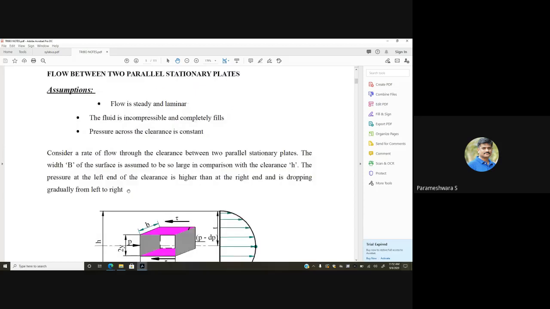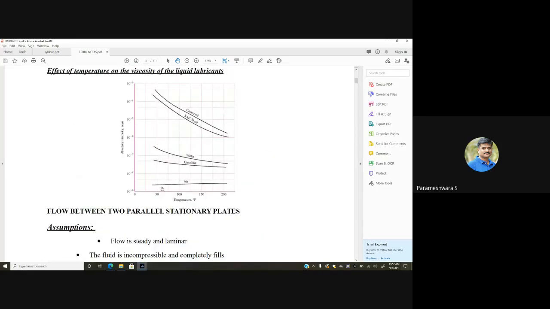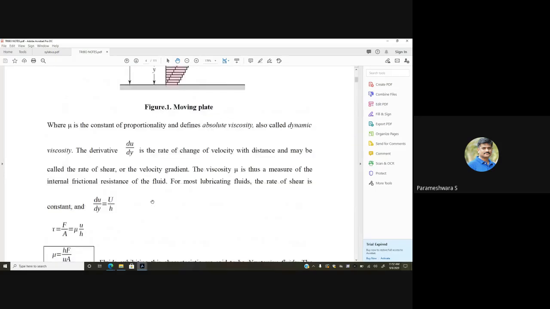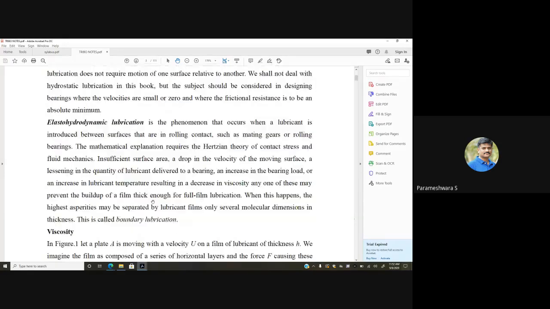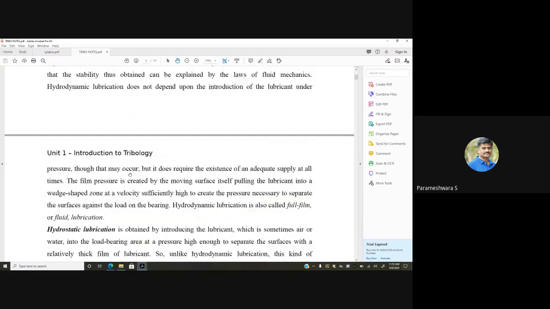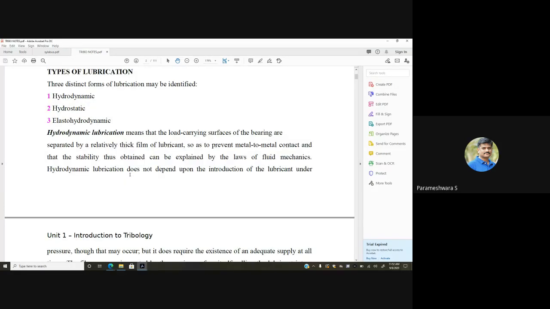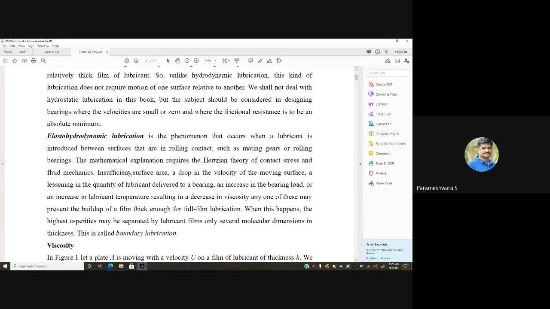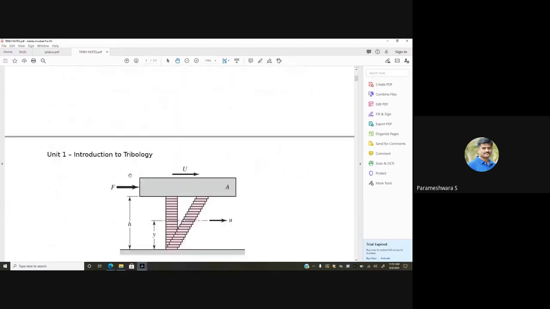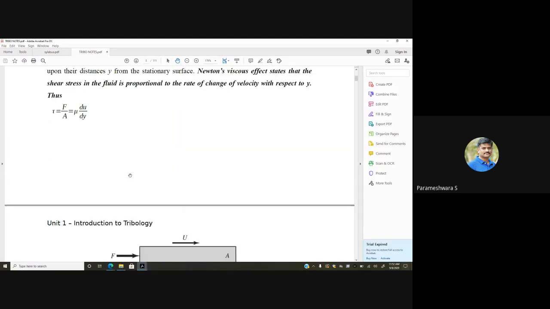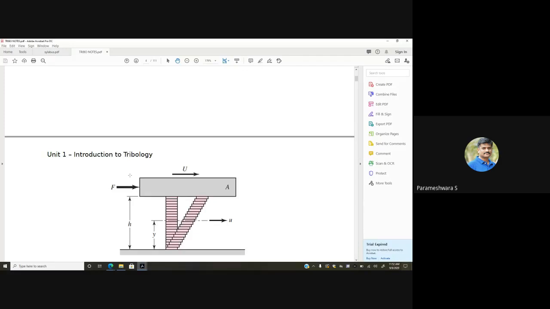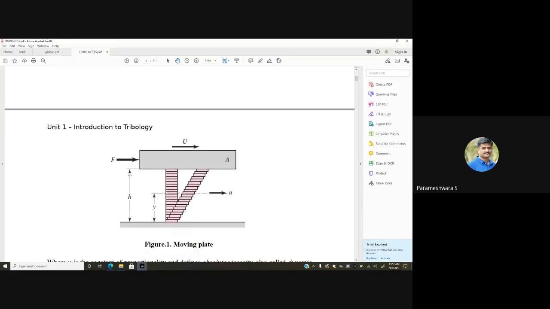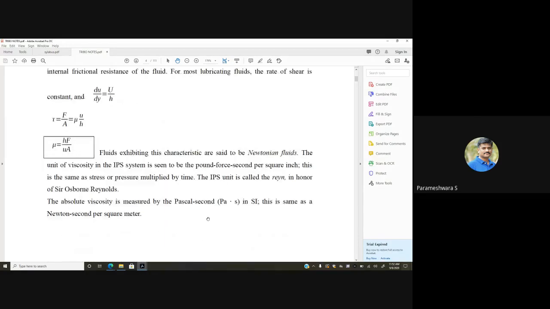Clear? So this is all about viscosity. In today's class, we have discussed the various types of lubrication, and then we understood what viscosity is and Newton's law of viscosity. With the use of Newton's law of viscosity, we have derived an expression for velocity distribution and flow rate in case of fluid flow between parallel stationary plates.